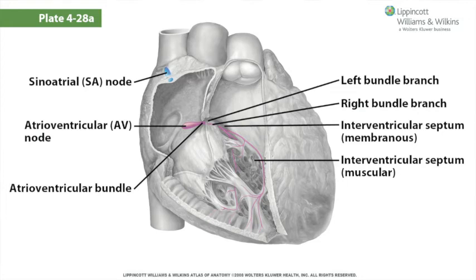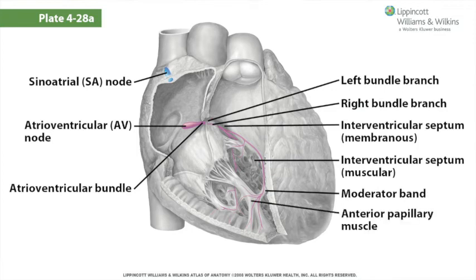The bundle branches travel through the muscular parts of the septum and divide into subendocardial branches, which consist of highly conductive Purkinje fibers that run in the myocardium just deep to the endocardium. The subendocardial branches of the right and left bundle branches innervate the walls of the respective ventricles. Additionally, Purkinje fibers from the subendocardial branch of the right bundle branch pass through the moderator band to innervate the anterior papillary muscle.